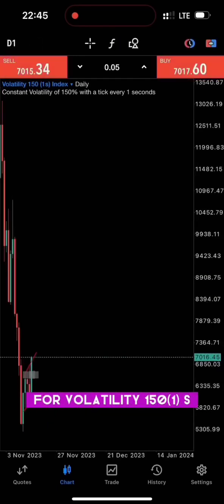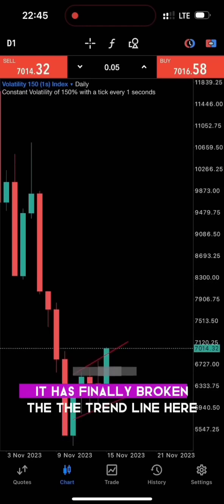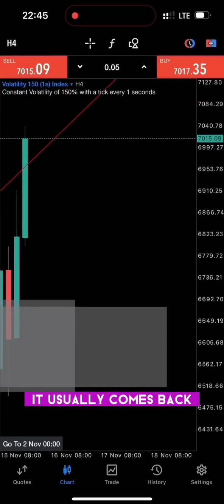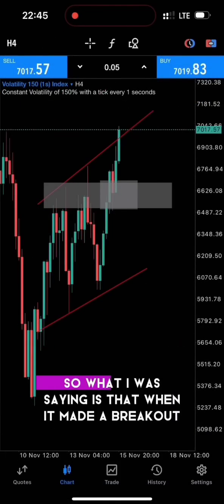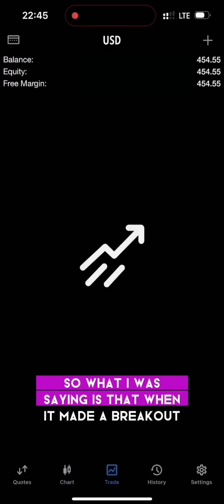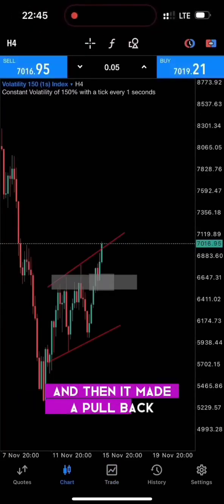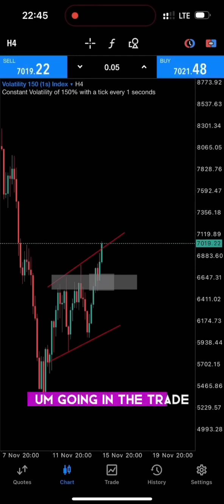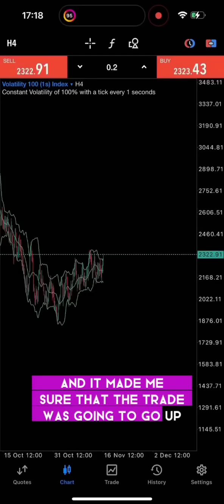Volatility 151S, you might want to try. So in the daily time frame, it has finally broken the trend line here. But beware, when it does that, it usually comes back. So you don't want to be found in the trade during this time. What I was saying is that when it made a breakout in the trend line there, and then it made a pullback, that was my go ahead to keep going in the trade, and it made me sure that the trade was going to go up.